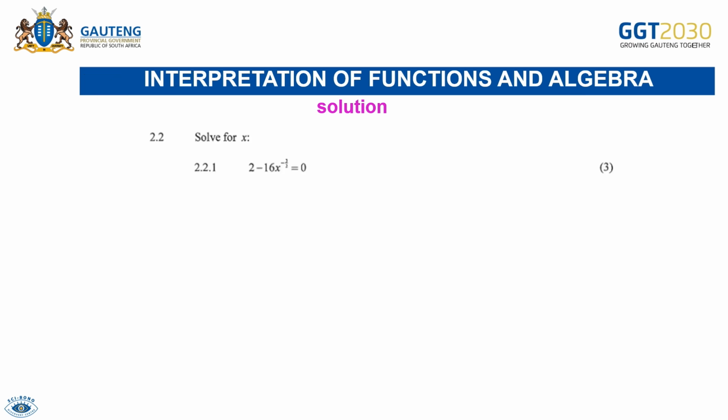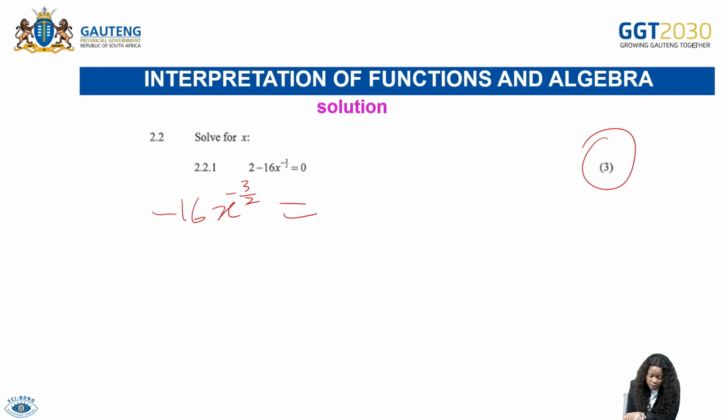You are given 2 minus 16x to the exponent negative 3 all over 2 equals 0. They say you must solve for x for the 3 marks. First things first, we need to isolate our x. So you'll have negative 16x to the exponent negative 3 all over 2 equals, you need to take the 2 to this side. Since it's positive, it is going to change the sign to be negative 2.